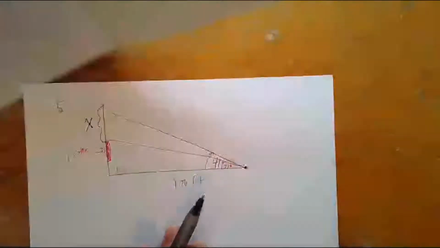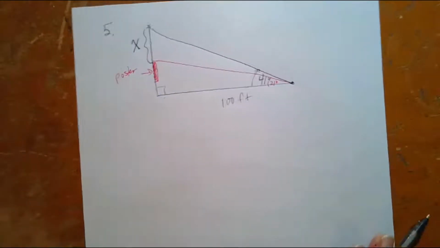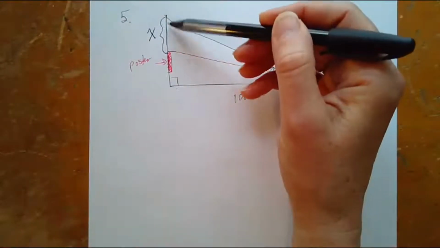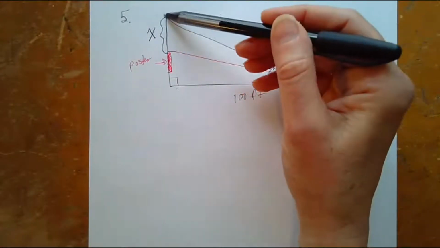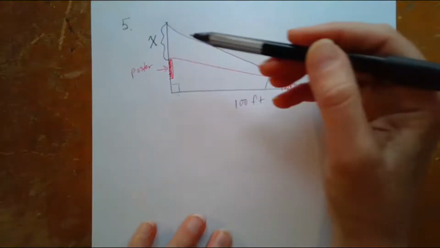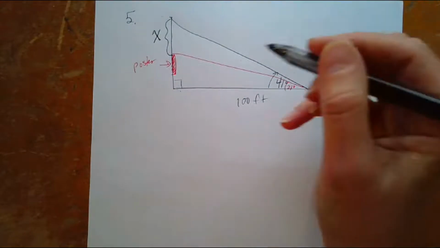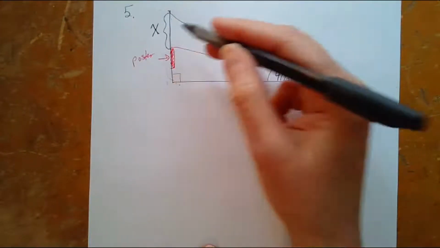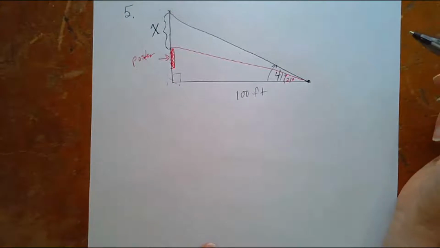And if you look at it analytically, you'll see that they want me to find this. They want me to find the difference between the height of the building and the height of the poster. Really, that's what they want me to find. So if I could just figure out what this side is and this side is, I'll be able to figure out what X is.